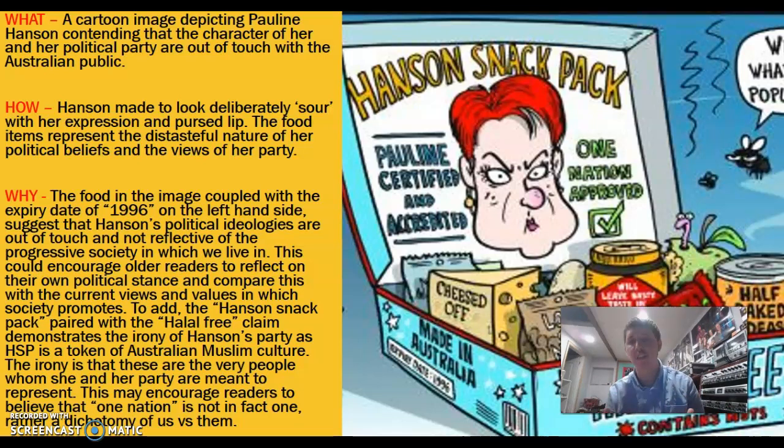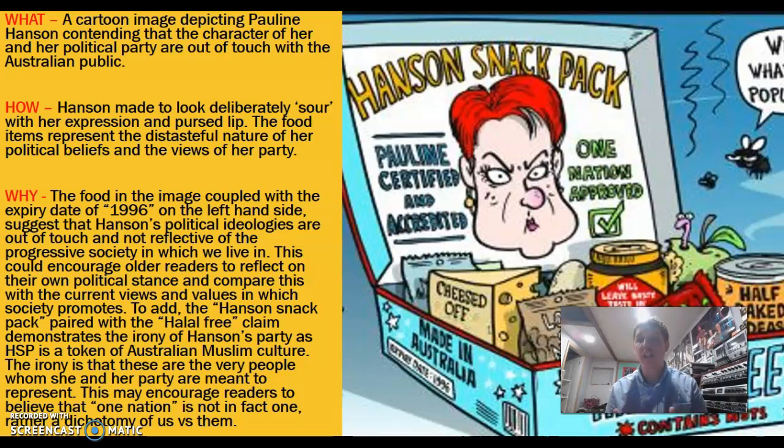Okay, we've talked about holistic analysis. That is a part of it. And we move to the how. So the how is the features, the things that we've just highlighted and annotated from the visual, we are going to put in the how section. So how is this done? How is the contention or argument supported? Well, Pauline Hanson's deliberately made to look sour, and we can tell by her facial expressions. So she's got the pursed lips, she's got her brow, she's frowning, and she's made to look quite evil. That's not an inviting character there. The food items represent the distasteful nature of her political beliefs, and the views of her party.